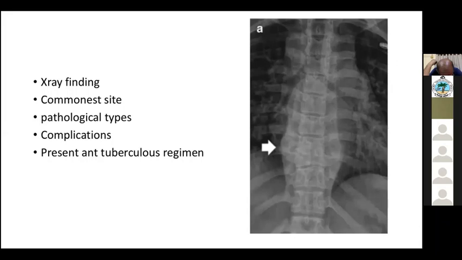ideally we should start ATT according to the new regimen, the RNTCP guidelines. It is 2 months of intensive phase, which are isoniazid, rifampicin, and ethambutol, and a continuation phase of HRE for 10 to 16 months. Is it category 1 ATT or category 2 now? There is no category. Spinal tuberculosis, is it category 1 or 2?